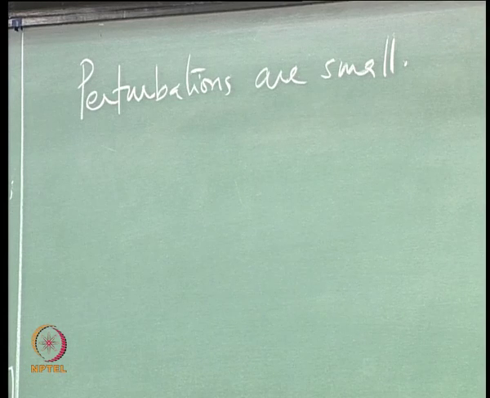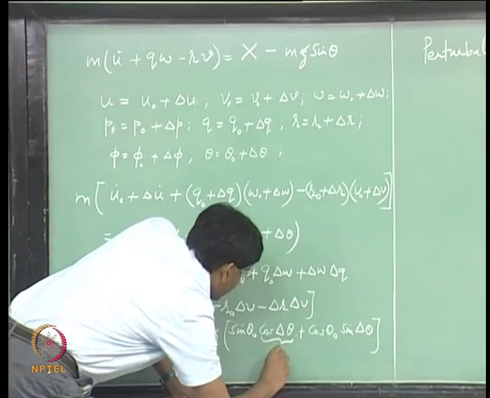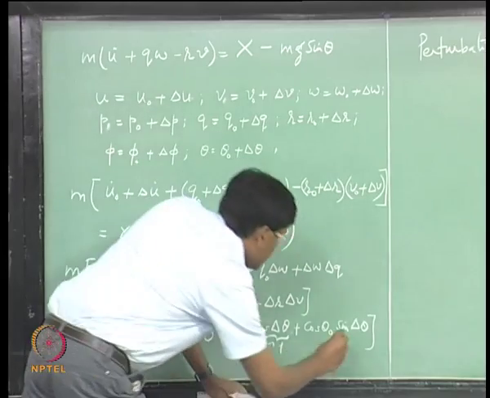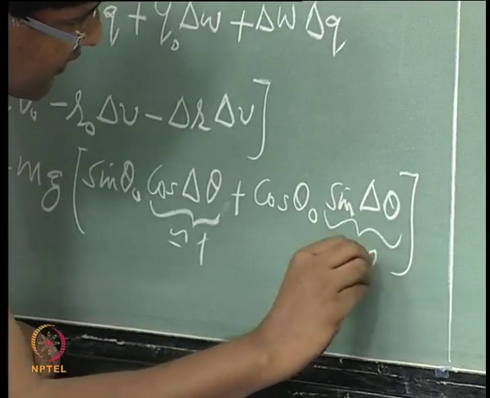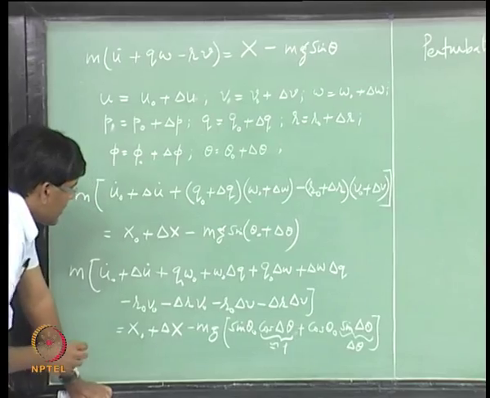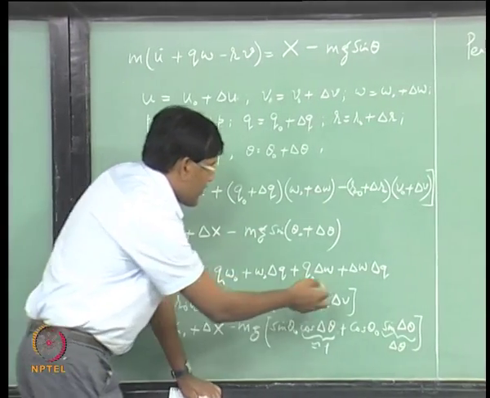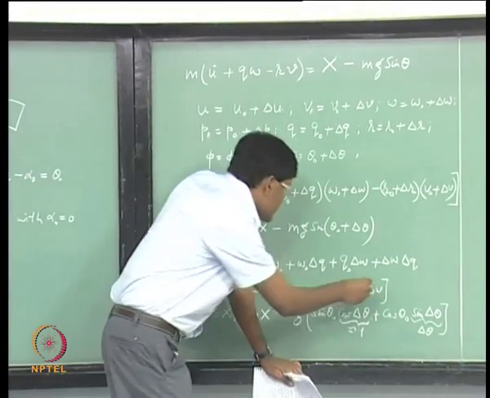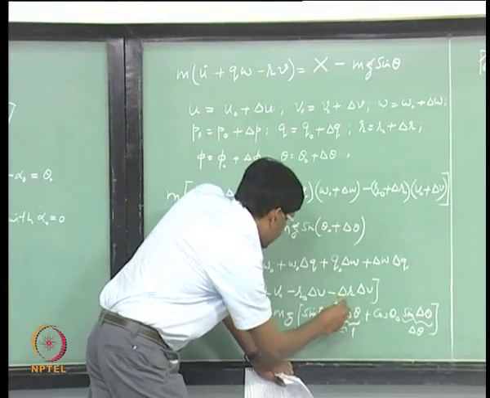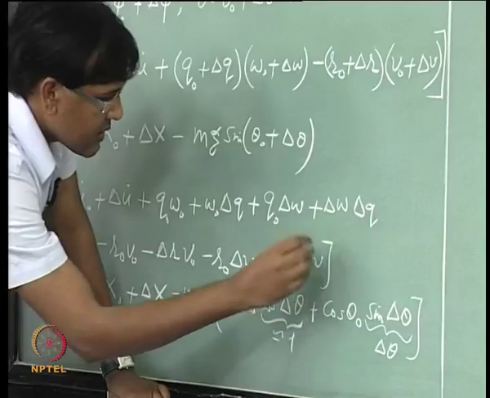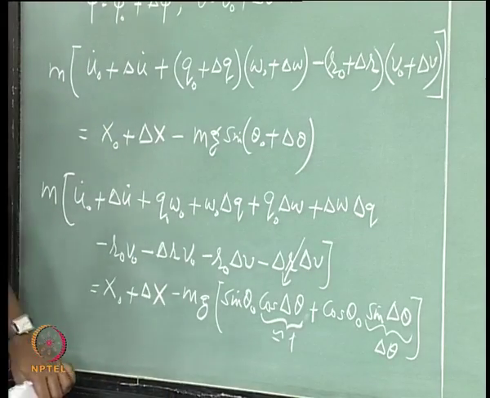When we say that, cos delta theta is 1, sin delta theta is delta theta, and some of these terms will disappear. When we are multiplying two variables which are small, then they are negligible as compared to other terms, so we can drop them. So this is small, and that is why we are dropping it.